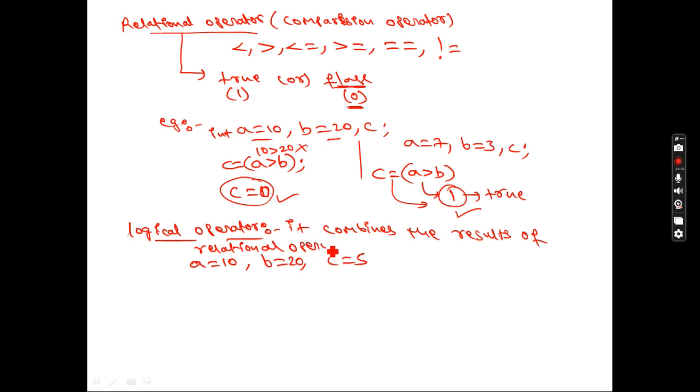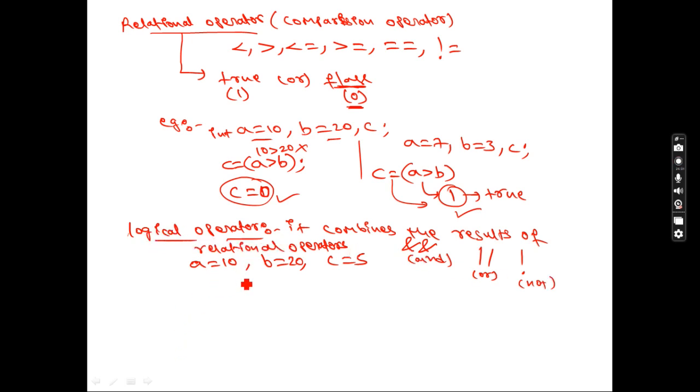Please don't get confused here. What are the different types of operators? This is called and, this is called or, and this exclamation mark is nothing but not. Remember, these are the only three operators which come under logical.